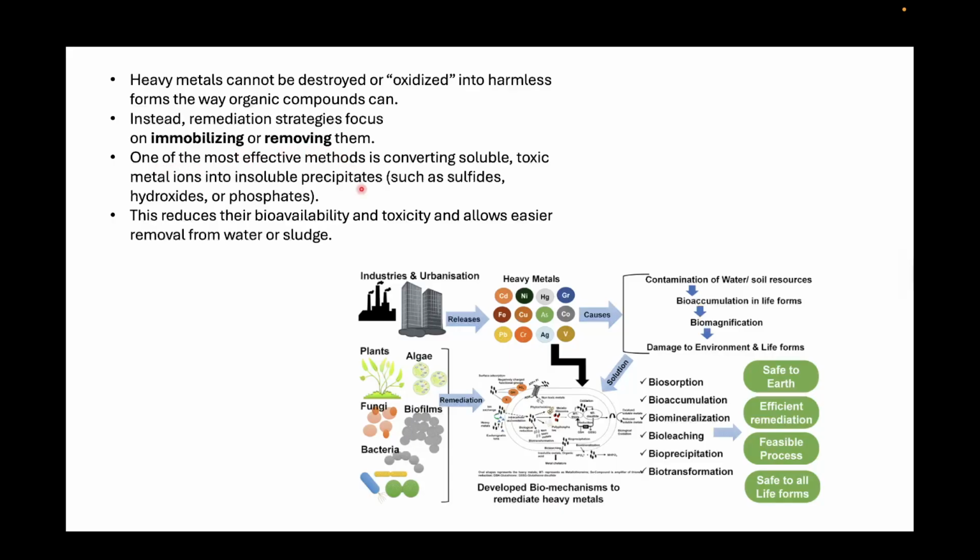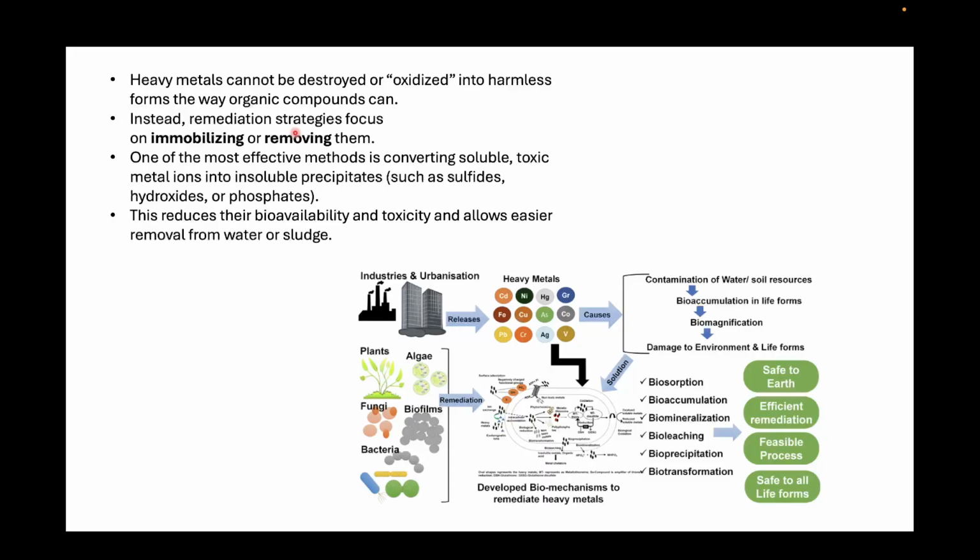And one of the most effective methods is converting soluble toxic metal ions into insoluble precipitates such as sulfides, hydroxides, or phosphates. This is one of the most feasible methods. This reduces their bioavailability and toxicity and allows easier removal from water or sludge. So, precipitating heavy metals as their salts, such as sulfides, hydroxide, or phosphate, into insoluble precipitates is one of the most effective methods to reduce their ionic bioavailability and toxicity and to allow easier removal from the water or the sludge.